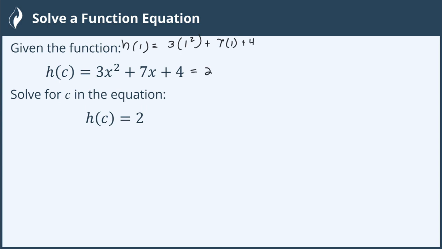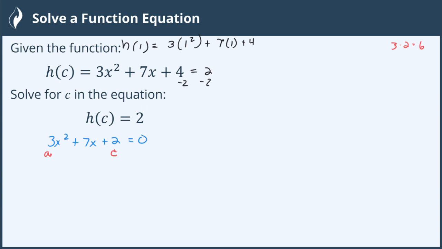Okay, so the next thing I'm going to do is subtract that 2 from both sides. And what's that going to leave us with? That's going to leave us with 3x squared plus 7x plus 2 equals 0. Now, if we use the AC method, where this is A and this is C, we multiply those two together. 3 times 2 equals 6.